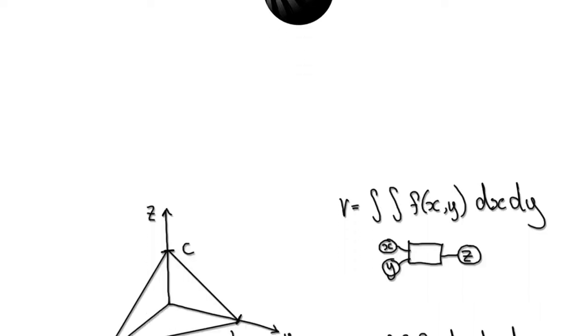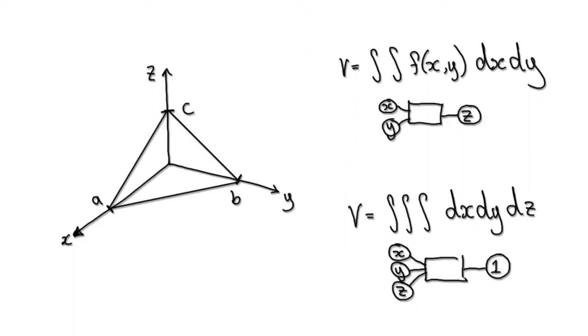Now I'm going to show you how to work out the volume of a tetrahedron. From here to here the length is A, from here to here the length is B, from here to here the length is C. So I hope you can see there's a solid there. Our job is to work out the volume of that solid.